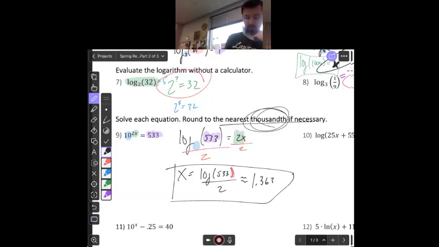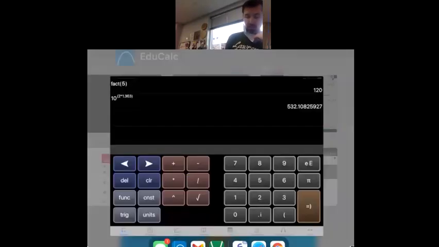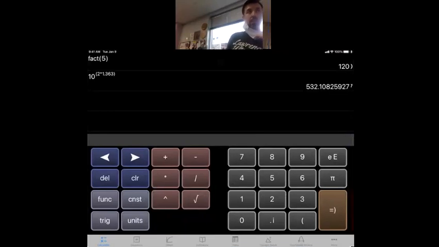I'm not asking you guys to check this, but you certainly can check any of these problems really quickly. Say, well, what is 10 to the 2 times 1.363? Just make sure that it's close to 533. It's really fast. Okay, so there's 10 to the 2 times 1.363, 532. All right, that is right. So it's really quick. You check it for yourself. Everything's all good.